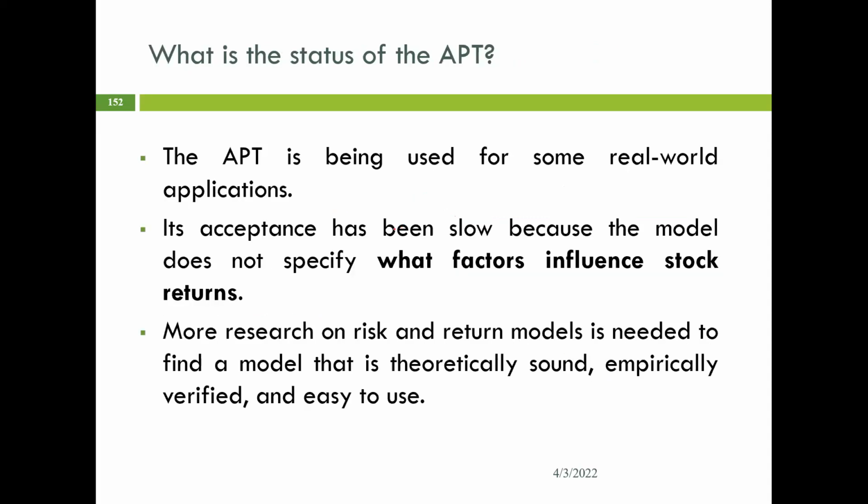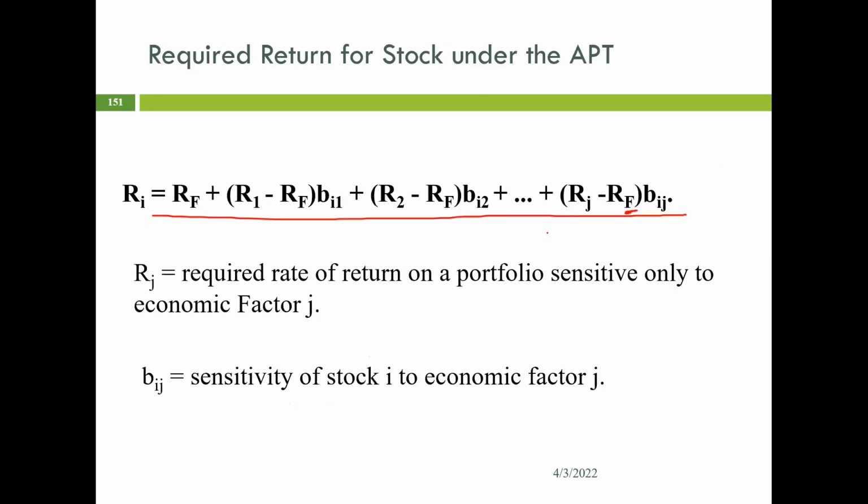Apart from that, there are some other models. Actually, the limitation of the arbitrage pricing model is that when this theory was developed, it does not specify what factors should be included, what factors influence stock returns. But in the CAPM, our argument is that market risk or the systematic risk captures all other variables.